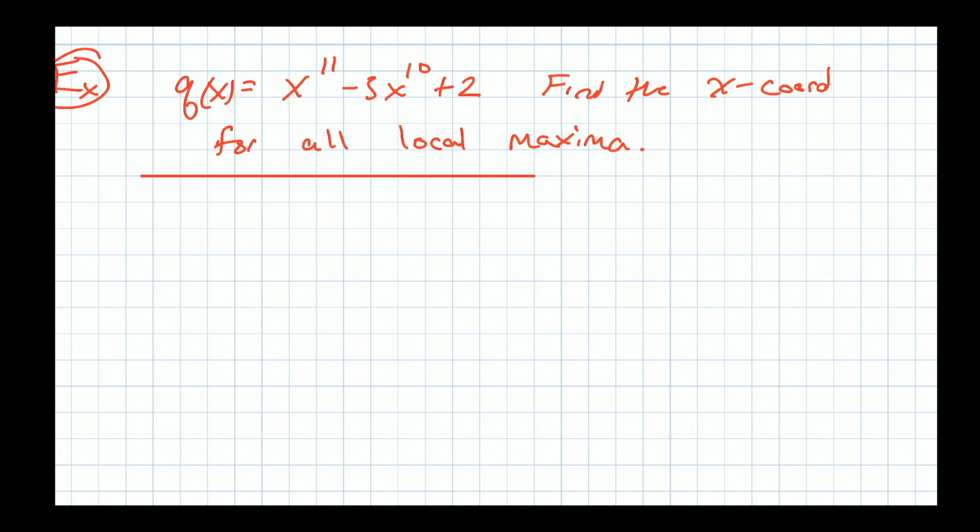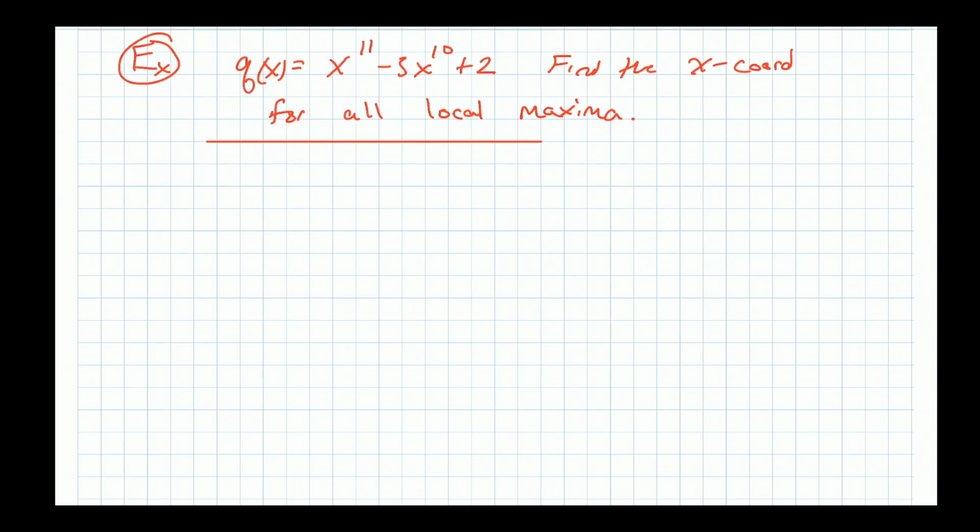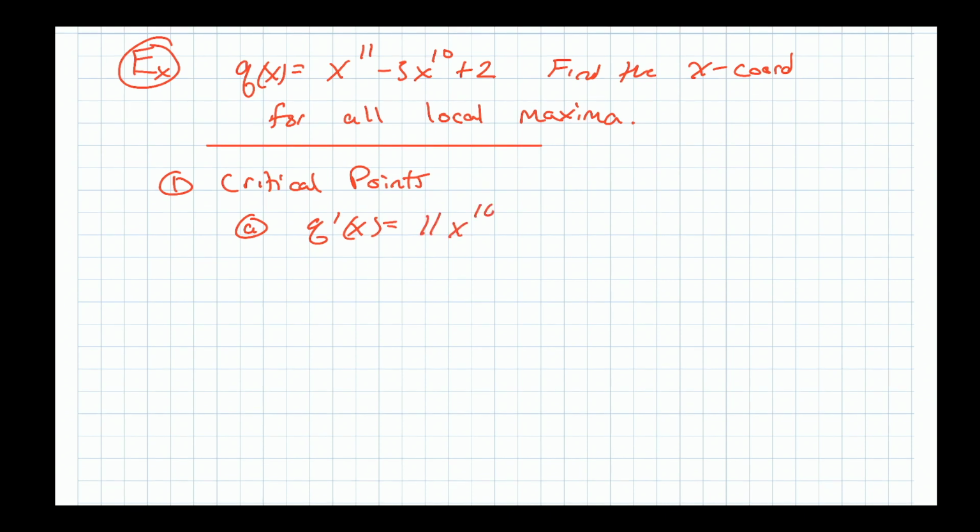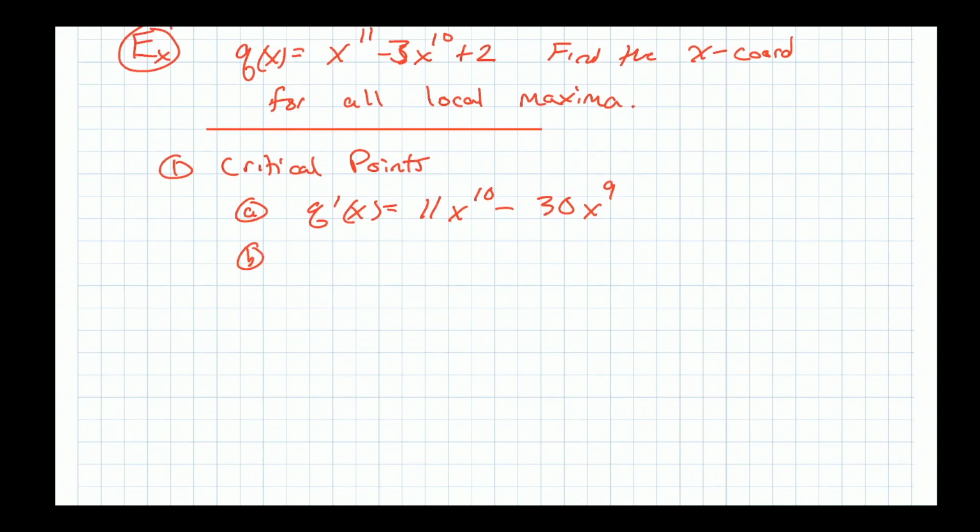All right, so let's do this. Find the x coordinate for all local maxima. And we'll use the first derivative test. So maximum. So what do we need? We need critical points. That means we need to find the derivative, right? So q prime, just take the derivative, 11x to the 10th minus, this is a 3, right? I can't read my own writing again. Okay. 30x to the 9th. Fair enough. There's the derivative. We're going to set it equal to 0 and solve for x.